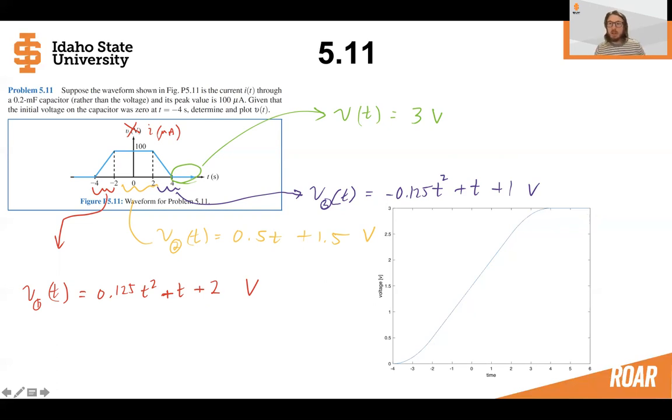Hopefully this gives you an idea of how to use the expressions that we know in order to go from a current in a capacitor to a voltage in a capacitor, basically seeing it charge up, or seeing the voltage change as the current in a capacitor changes. And hopefully this also gives you some ideas of how to write these piecewise functions, or non-continuous functions.